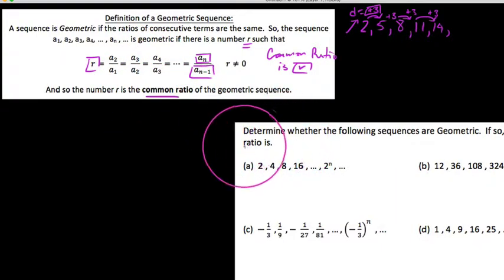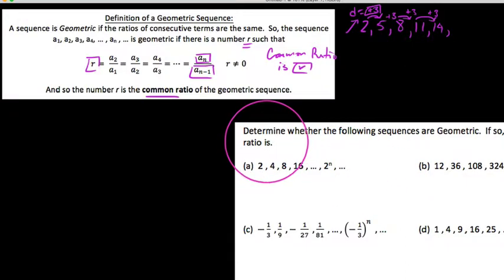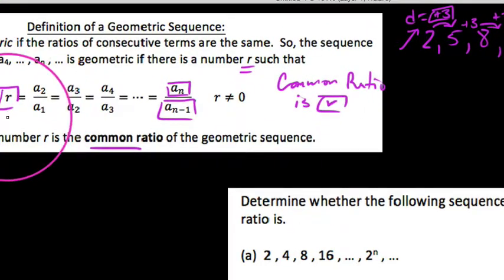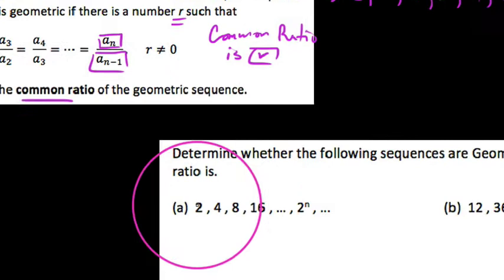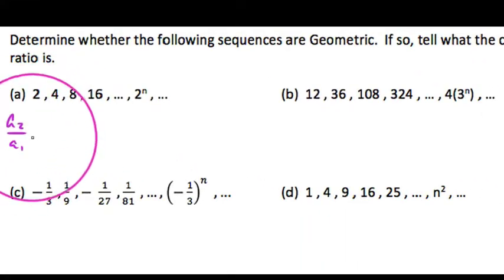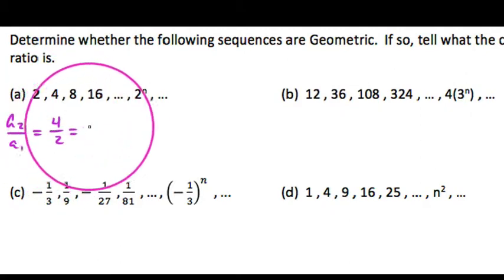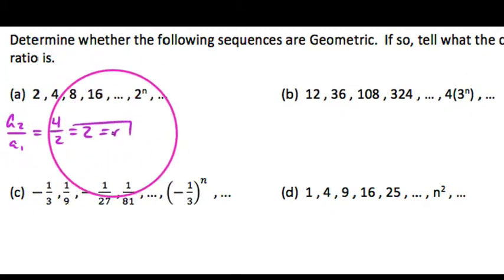So for instance, down here, we're going to determine whether these sequences are geometric, and if so, identify the common ratio. To check for this, we're going to take out two terms. We're going to talk about what geometric sequences really are doing with this common ratio and then relate it to arithmetic. If we took two terms, like a2 divided by a1, in this case our second term is 4 and our first term is 2. We get 2, and we're calling this r. I'm going to put a box around this.